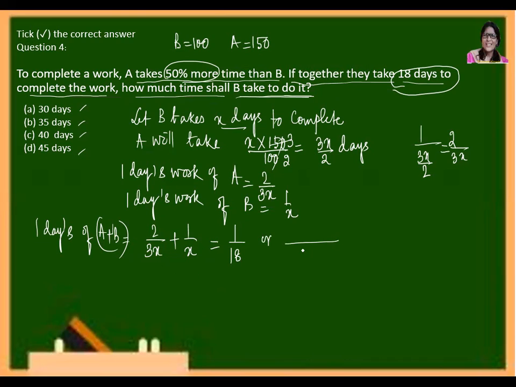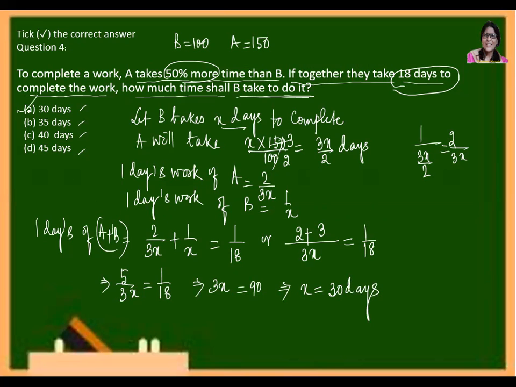What is the LCM? LCM is 3x. 3x divided by 3x, so 2. 3x divided by x is 3. So this will equal 1 by 18, or 5 by 3x is equal to 1 by 18. Now cross multiply. You will get 3x is equal to 90, or x is equal to how much? 30 days. 90 divided by 3, 30 days. Where is the answer? A is the answer.